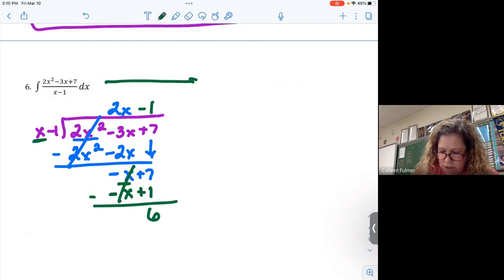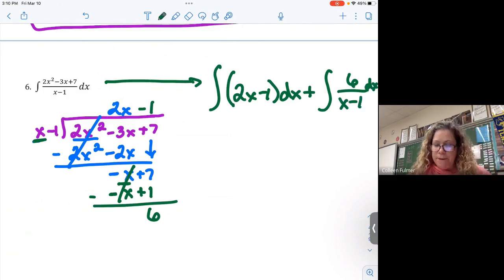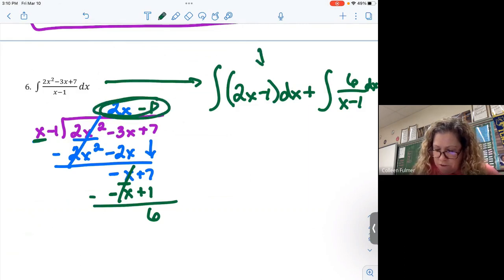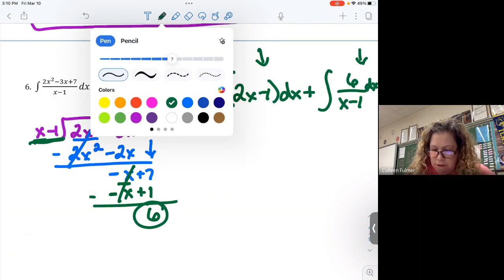So this can be written as the integral of 2x minus 1 plus the integral of 6 over x minus 1. I need a dx in here to be proper. Okay? So all I did is I took my answer, my 2x minus 1, is how I got this first integral. I took my remainder, divided it by my divisor, and that's how I got this second piece. All right, let's see what we got here.